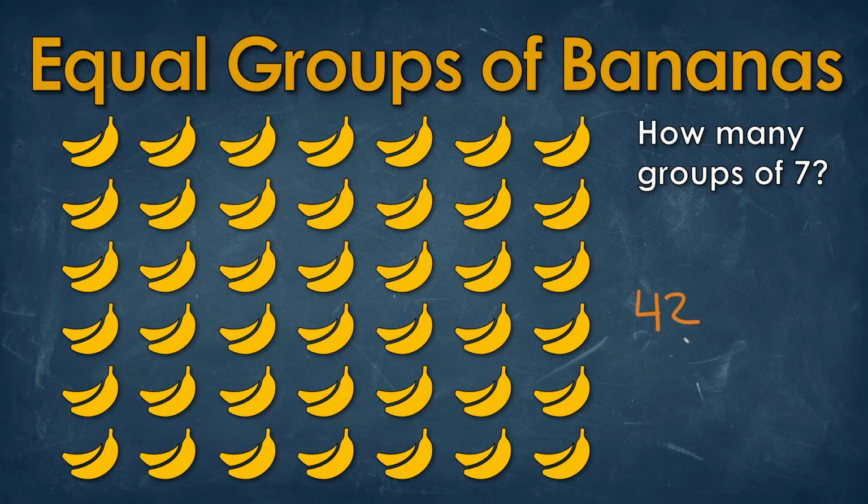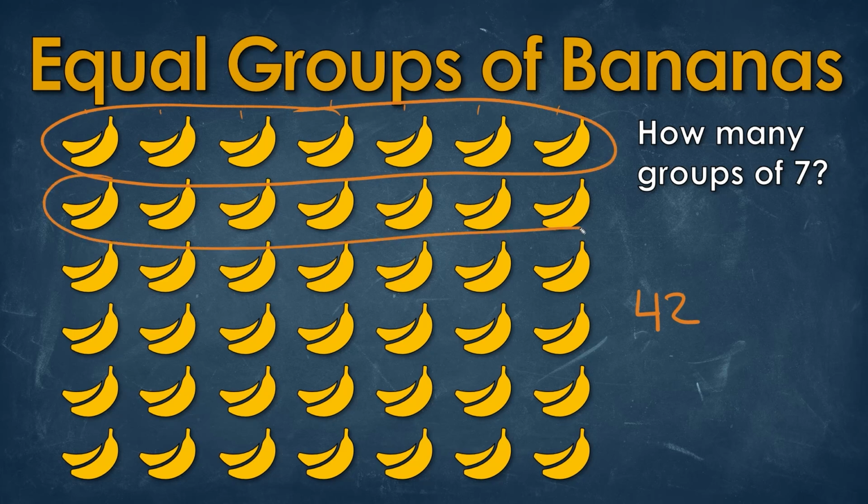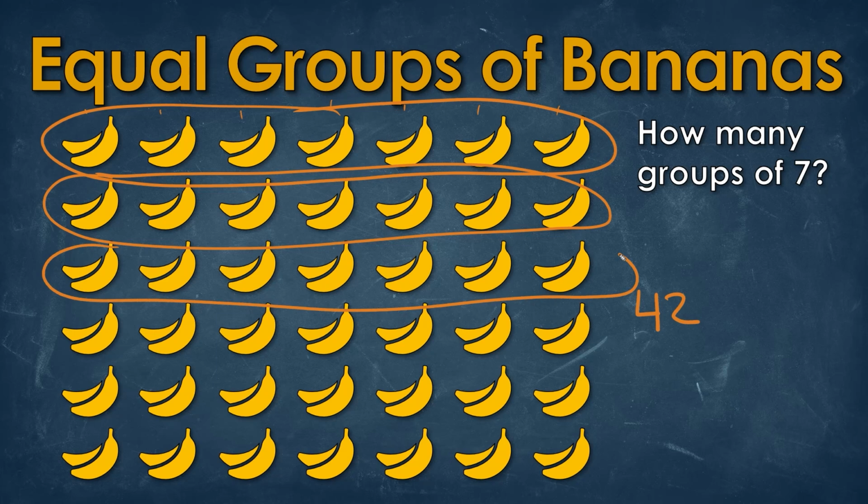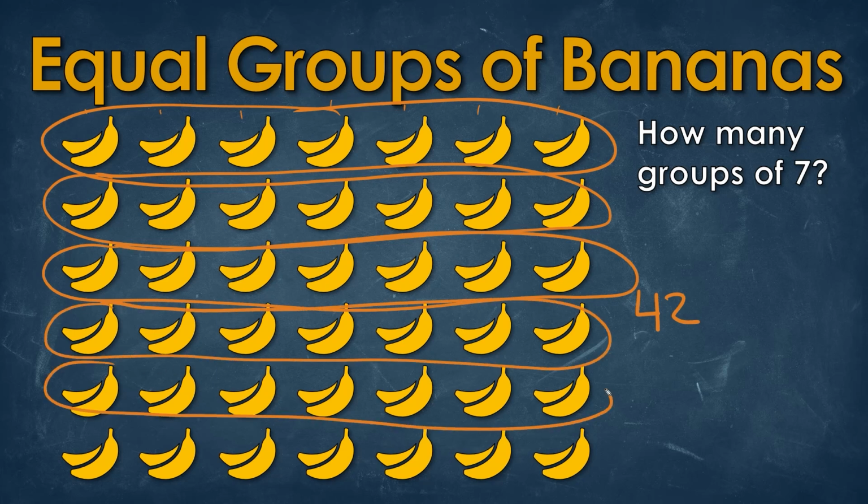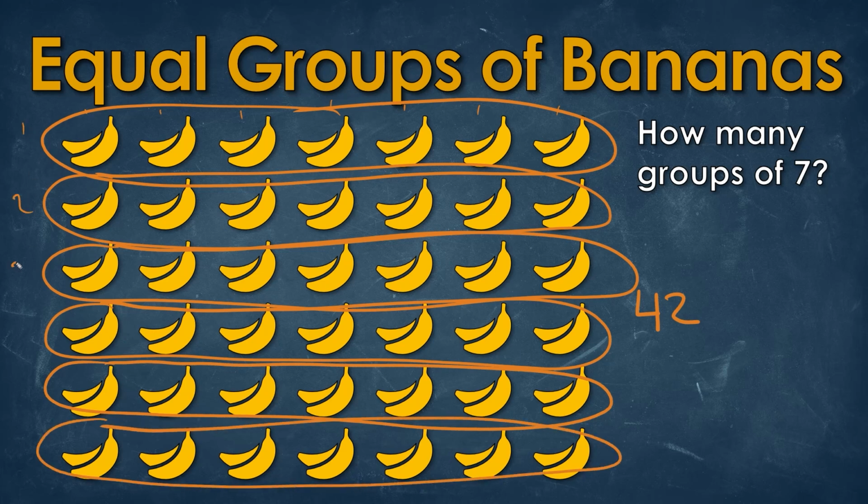Okay, now let's try this one again. We have 42 bananas, and this time we're going to group by 7. So if we see that this is 1, 2, 3, 4, 5, 6, 7, we know that this will be a group here. So then we know that each one of these is going to be a group. So if we have 42 bananas and we divide them equally with 7 bananas per group, we will have a total of 1, 2, 3, 4, 5, 6 groups. So 42 bananas divided equally with 7 bananas per group will give us 6 groups.